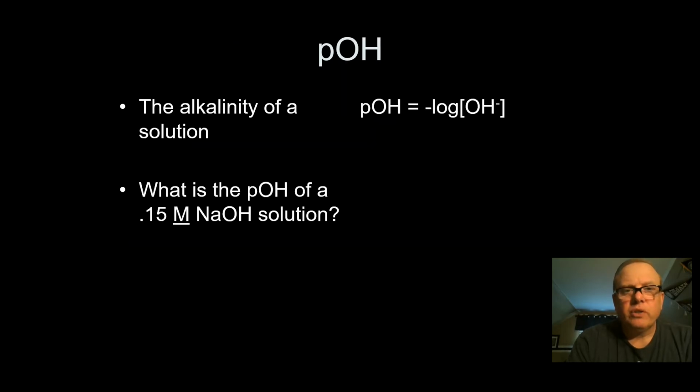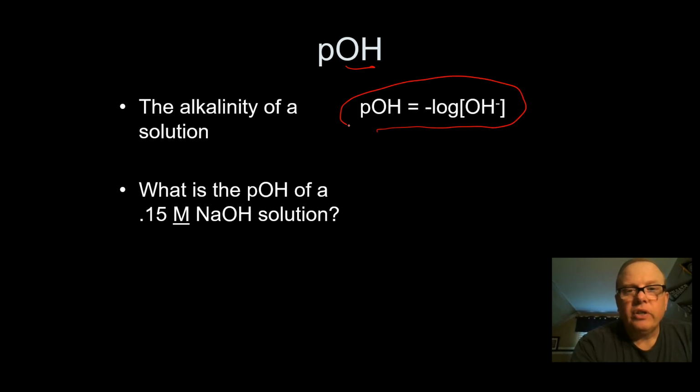What if it's a base? If it's a base, you actually have what is called pOH. And the OH now stands for the power of the hydroxide. How much hydroxide is in the solution? It's how alkaline, or the alkalinity of the solution. And here's our formula again. pOH is the negative log of the hydroxide concentration.